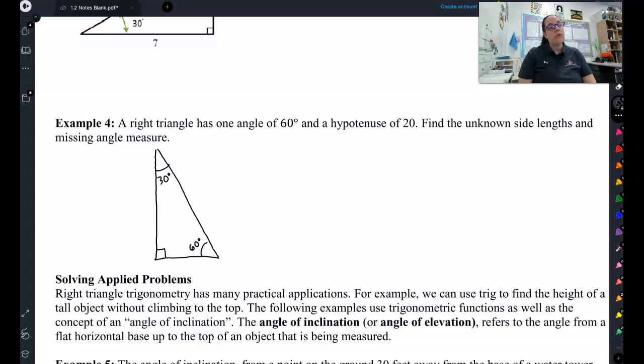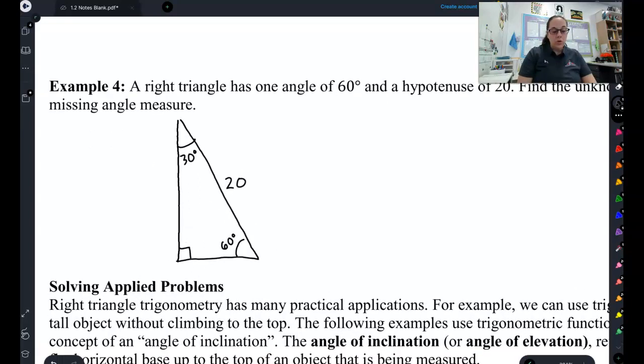Now you'll notice I was really specific in how I drew this triangle. The bigger side should be across from the bigger angle. The smaller side should be across from the smaller angle. Make sure you're doing that or else you're going to mess up your patterns. Make sure you're visualizing how long the sides are in relation to each other. Now we also know the hypotenuse of this triangle is 20, and we want to solve for everything that's missing.